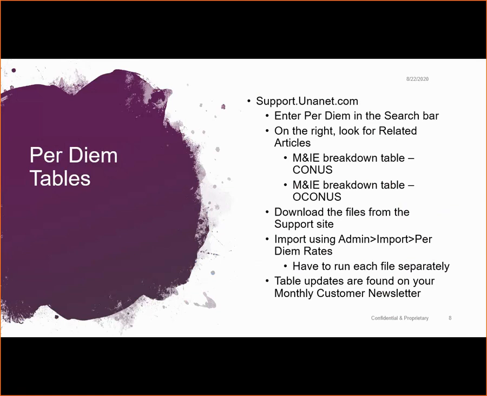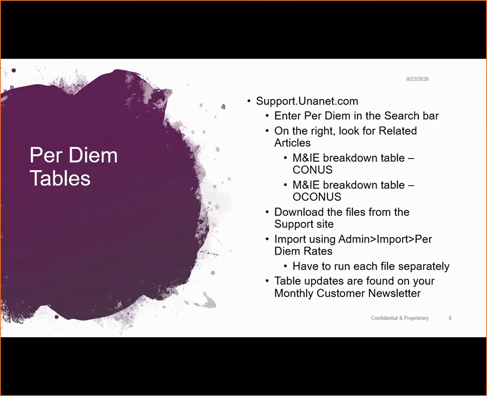Once you're in the site, enter per diem in the search bar, and on the right-hand side, look for the related articles, and you're going to look for the ones that say CONUS and OCONUS, the M&IE breakdown table for both. When you click on those links, it'll open an article, and at the bottom of the article will be the actual per diem file.